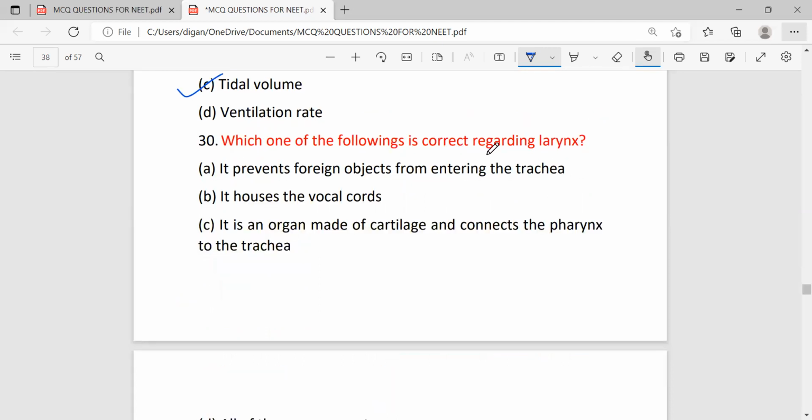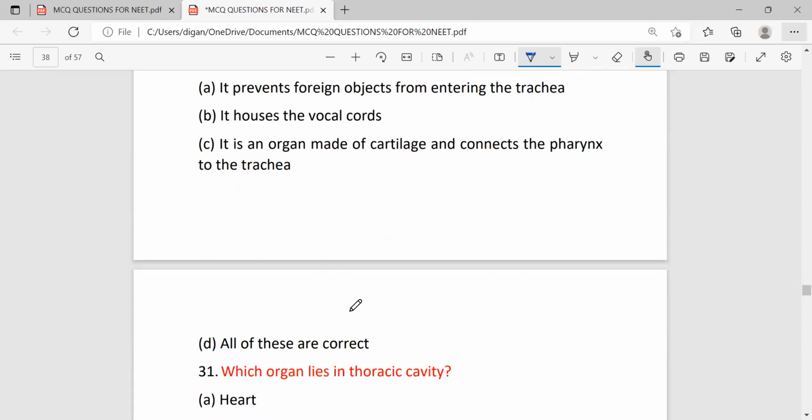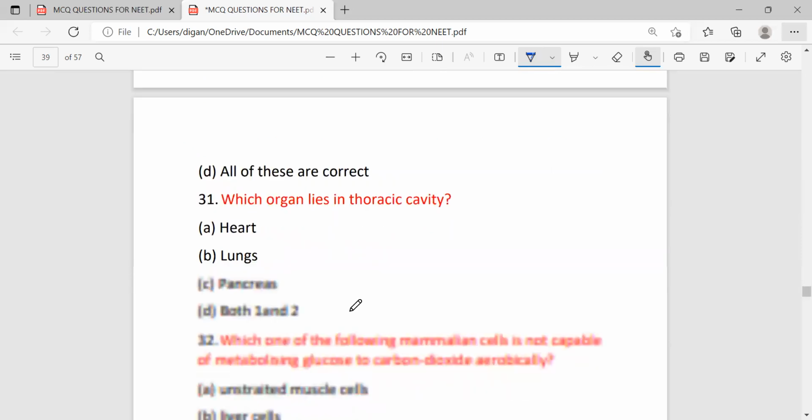Which one of the following is correct regarding the larynx? It prevents the foreign objects from entering the trachea. It houses the vocal cord. It is an organ made of cartilage and connects the pharynx to the trachea. And all of these are correct. And for question number 30, the correct option is B. It is the house of the vocal cord.